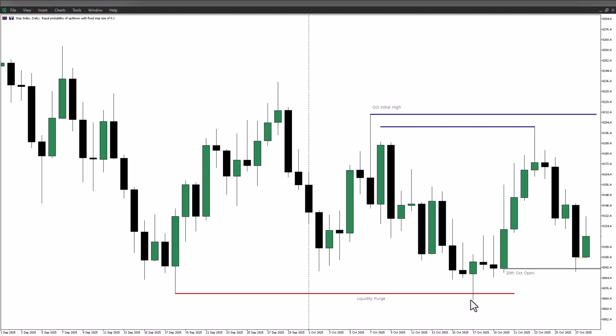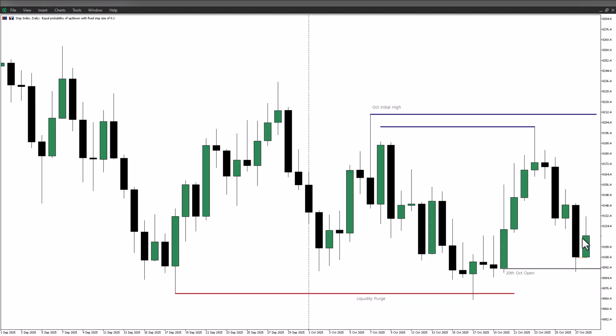It had already done a liquidity purge. We are done with the sell-side liquidity pool. The only price action that is of interest is the initial high of October. This is what you have to concern yourself with. That is it. And you're using this particular idea that we have filled in the entirety of the range.